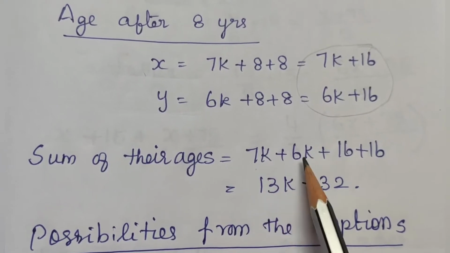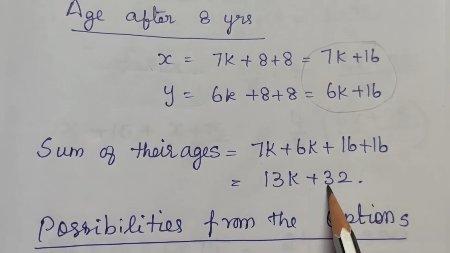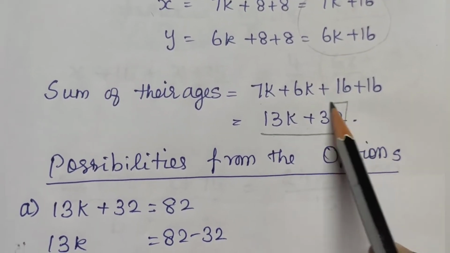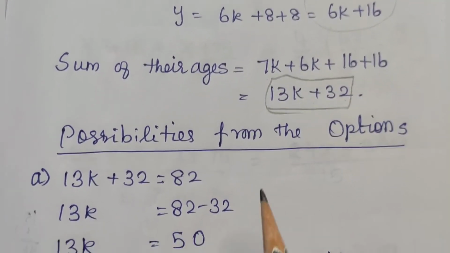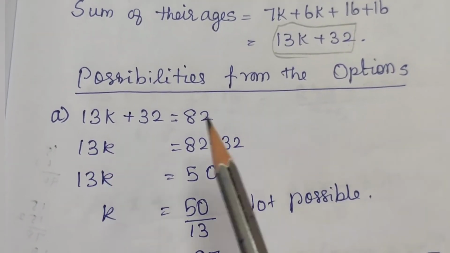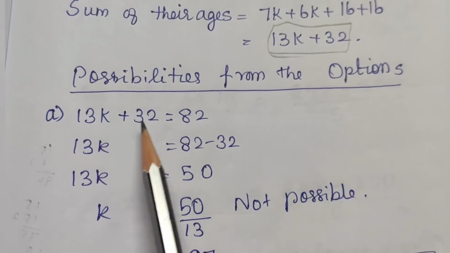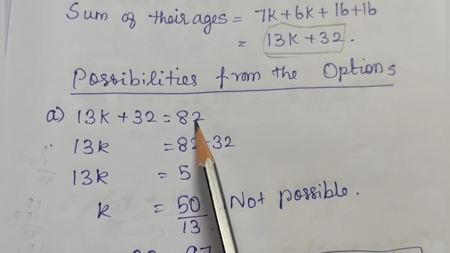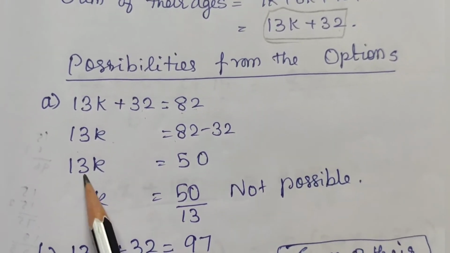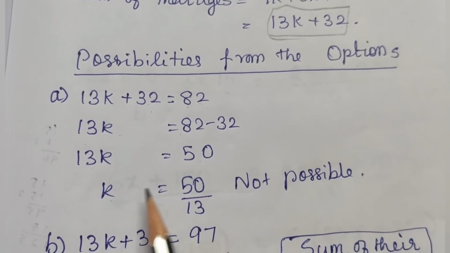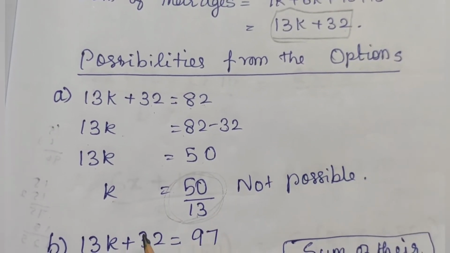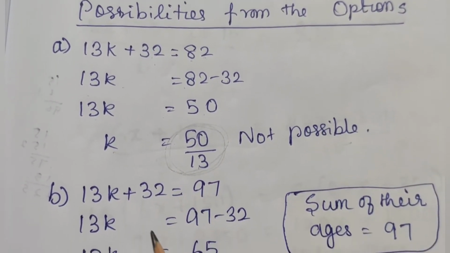So we get 7K plus 6K plus 16 plus 16, 13K plus 32. The possibilities from this is the sum of their ages after 8 years. So let us take first option A. After 8 years, sum of their ages is 13K plus 32. Option A, they have given the sum of the ages as 82. 13K is equal to 82 minus 32. 13K is equal to 50. K is equal to 50 divided by 13 is not possible because ages you have to give in whole numbers. So this is not possible.